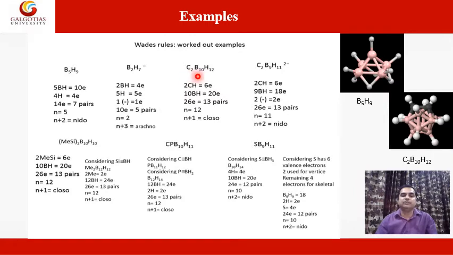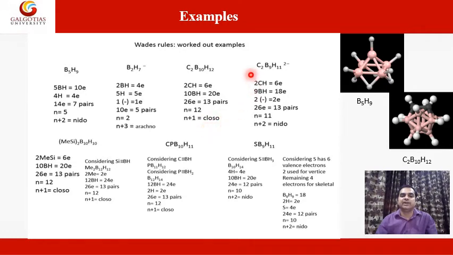For n, we have 2 carbon atoms and 10 boron atoms. So the n value is equal to the number of carbon and boron atoms in the case of carboranes. That's why we have taken n equal to 12 in this case. But when we compare with the 13 pairs, we will find that 1 is remaining. That's why we are getting the value of n plus 1. N plus 1 is categorized as closo clusters. So we can say that C2B10H12 comes under the category of closo type cluster.